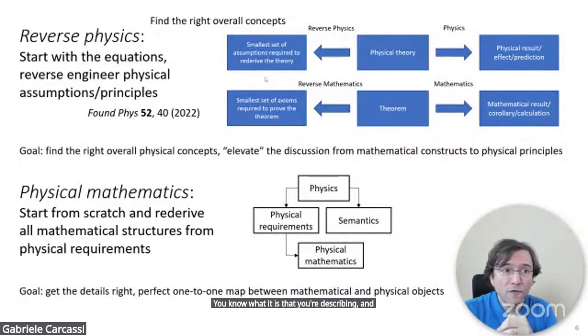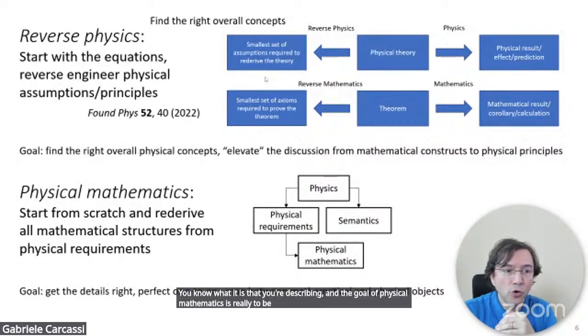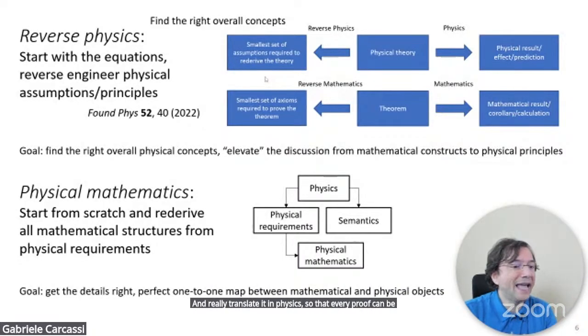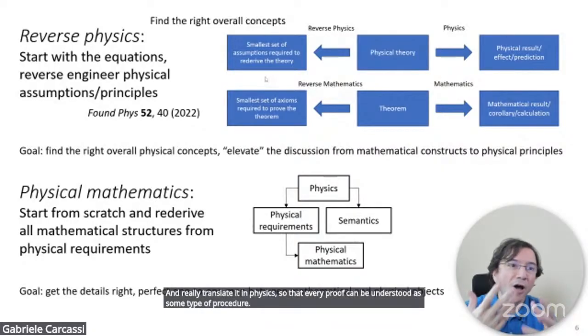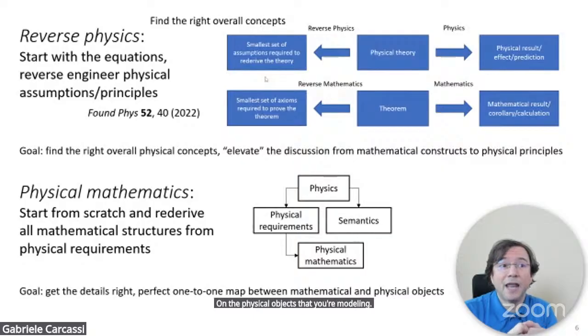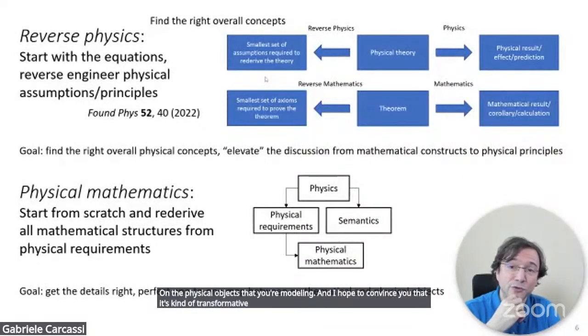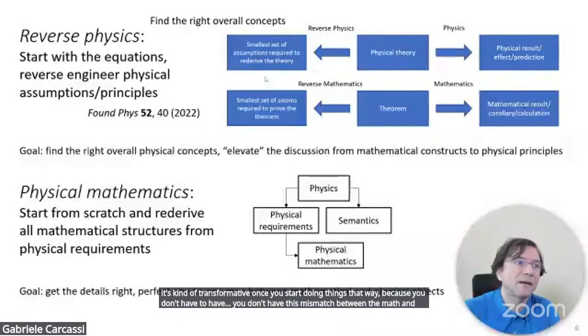And the goal of physical mathematics is really to be able to look at any mathematical proof and read it, translate it into physics, so that every proof can be understood as some type of procedure, as some type of argument on the physical objects that you're modeling. And I hope to convince you that it's kind of transformative once you start doing things that way, because you don't have this mismatch between the math and physics that we currently have.